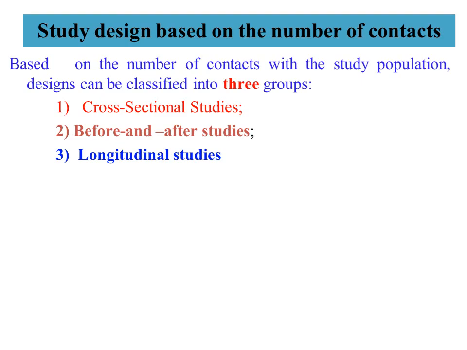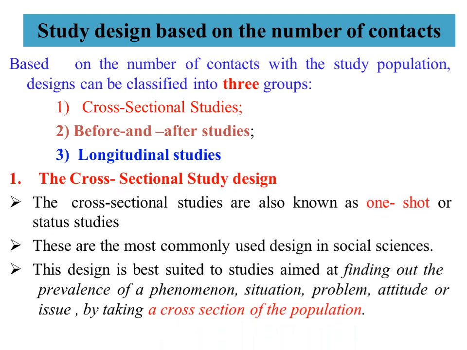The study design based on number of contacts. Based on the number of contacts with the study population, design can be classified into three groups: cross-sectional studies, before and after studies, and longitudinal studies. The cross-sectional study design is also known as one-shot or status studies.